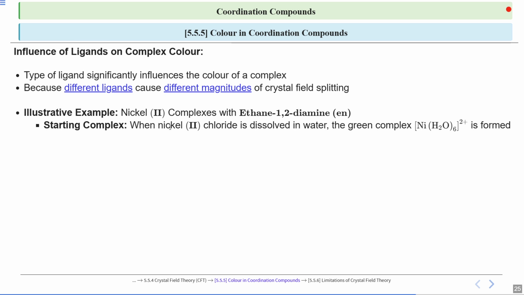The starting complex: when nickel plus 2 chloride is dissolved in water, the green complex is formed, which is Ni(H2O)6 2+. This is green in color.